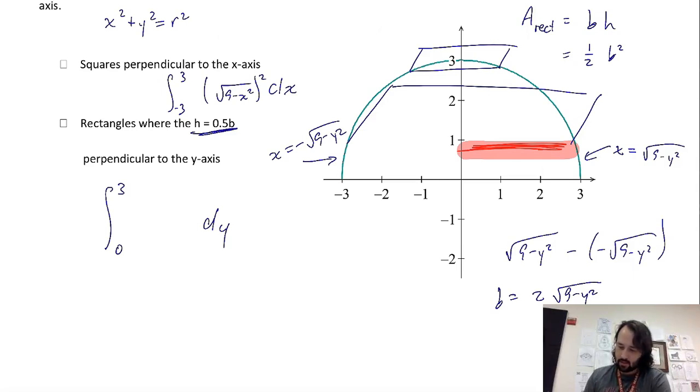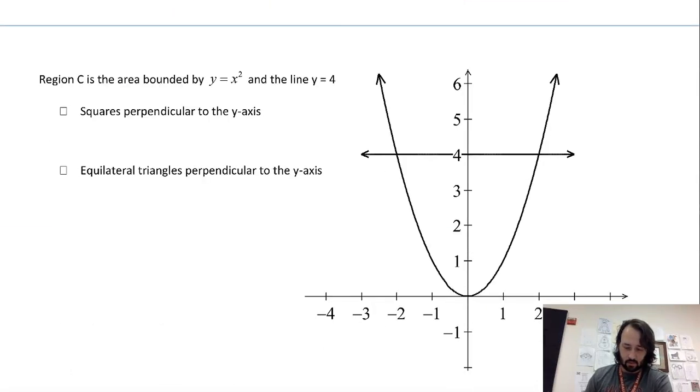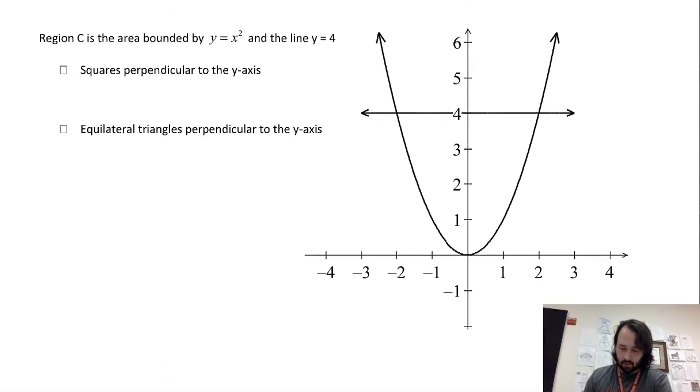And it has 1/2 base squared, so 1/2 of 2 root 9 minus y squared, squared. That's the setup. You would solve it just like any other integral, you are just integrating in terms of y now. Okay, let's see. Square is perpendicular to the y-axis. I have these two lines.